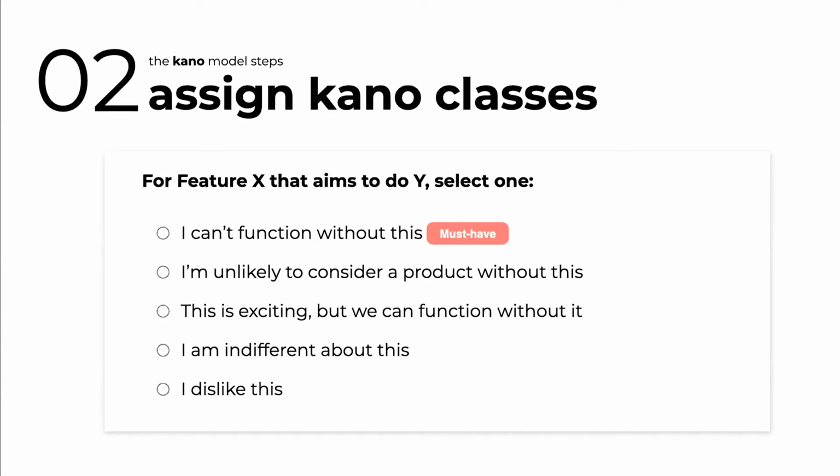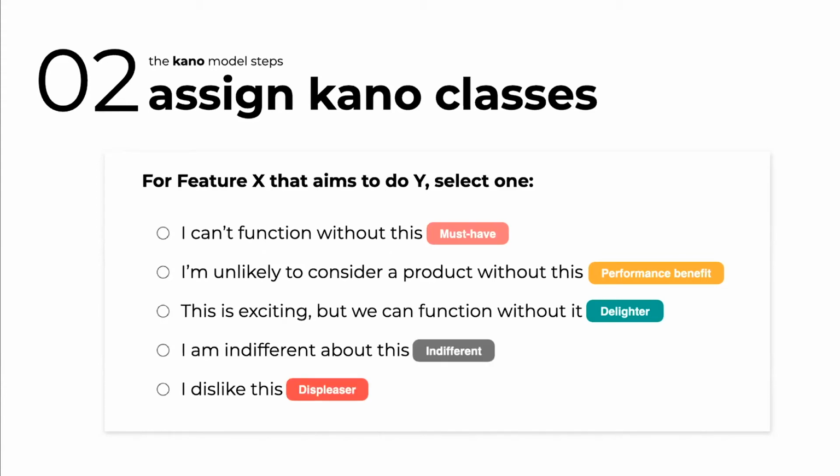Okay, so this first option is your must-have. When someone selects this option, that means that this feature for that individual is a must-have. This one is a performance benefit: if they're unlikely to consider a product without it, performance benefit. If it's exciting to them, it's a delighter. If they don't really care or they dislike this, indifferent or displeaser.